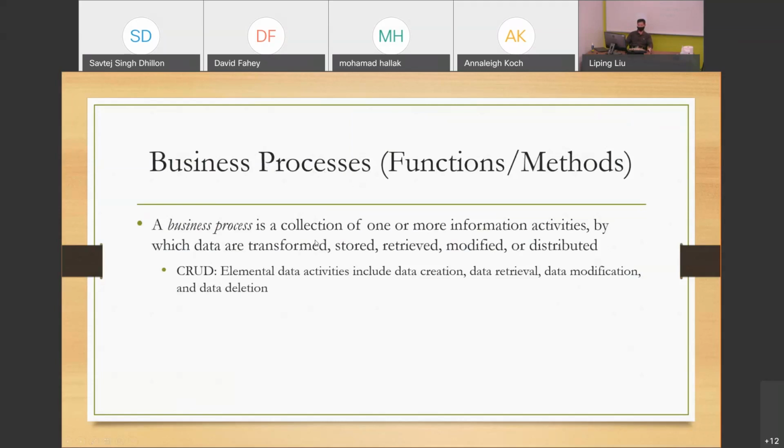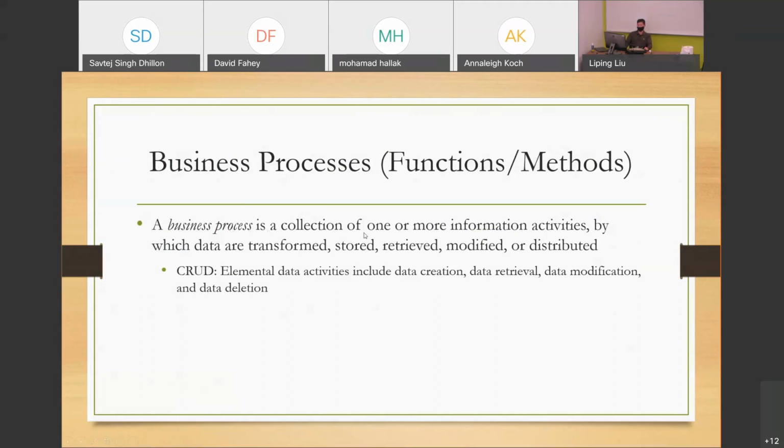So what is a business process? A business process is just a collection of one or more information activities by which data get transformed, stored, retrieved, modified, or distributed. Okay? And then we understand these activities. So in database class, we talk about create, retrieve, update, delete, right? This is called basic data activities, CRUD activities. Those are fundamental parts. So you can use many of those activities to come up with a business process.